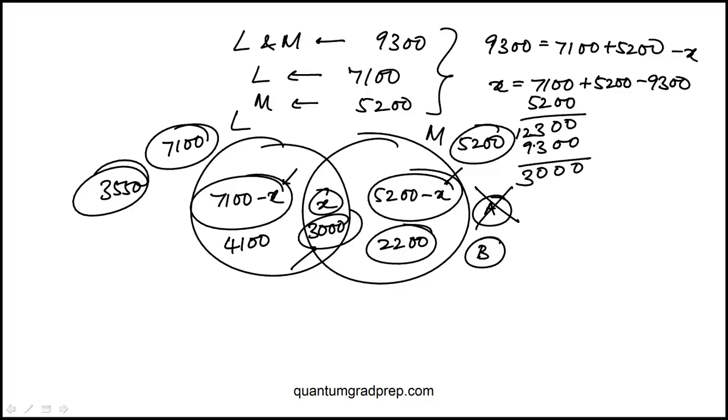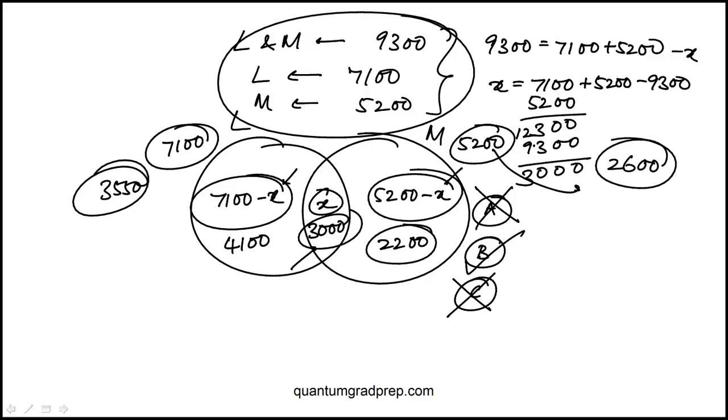B says more than half of the titles distributed by M are also distributed by L. So half of the titles would be 2,600, and actually 3,000 are also distributed by L. So B is correct. C says no titles are distributed by both L and M. That's not true, because there has to be, otherwise we won't be able to satisfy this condition. So the answer is B only.